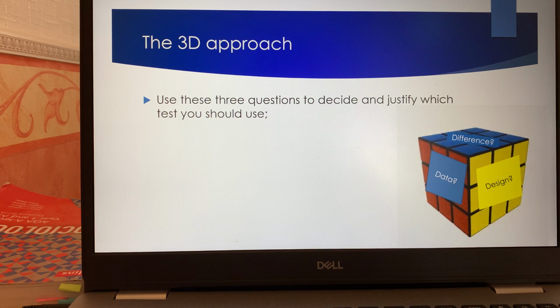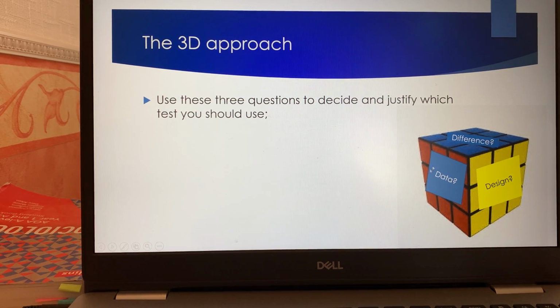So what you have to do when you're looking at a statistical, oh my God, I'm going to end up saying testicle. I know it, you know it.